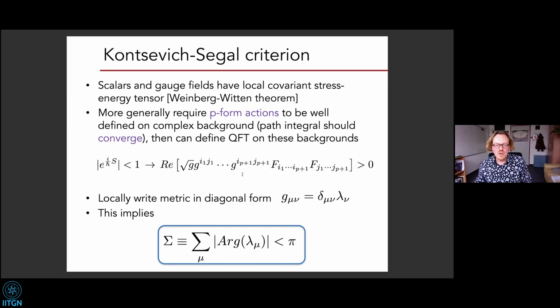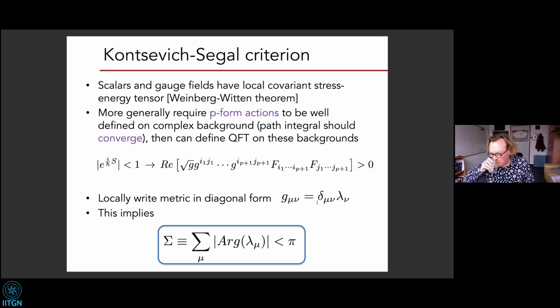And so you see this condition involves the determinant of the metric, and it also has these inverse metrics which come from the different field strength. Now, if you write out what this implies for different P's, a useful way of doing this is to note that locally, so at a point, you can always write the metric in diagonal form. You cannot do this globally, typically, but locally you can. And so it's important to realize that this condition that Kontsevich and Segal propose is a local, point-wise criterion. It has to be true at every point in space-time.